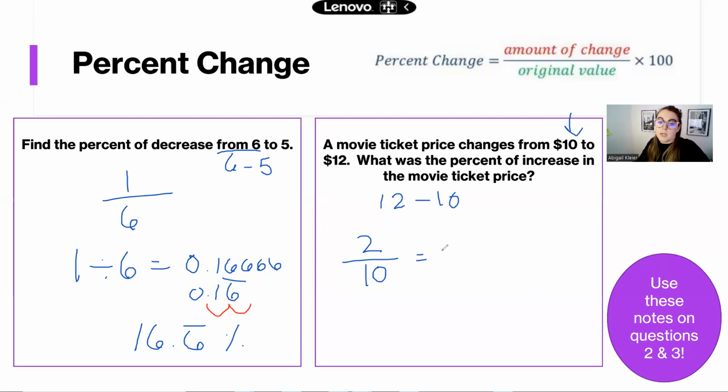Just like before, now we can go ahead and divide numerator by denominator because a fraction is a division problem. So 2 divided by 10 is 0.2, which is equivalent to 20%. So the percent of increase in that movie ticket that increased from $10 to $12, that was a 20% increase.